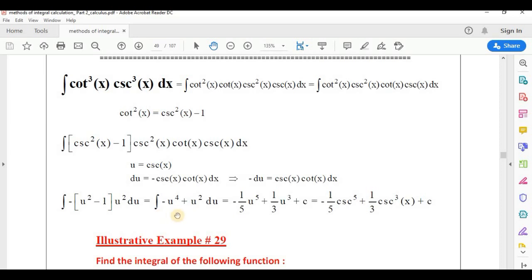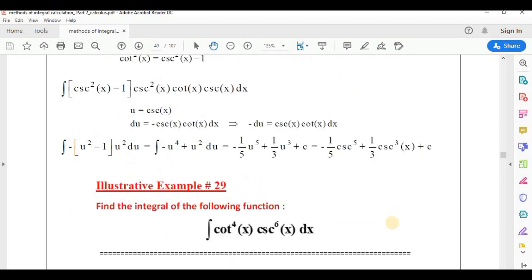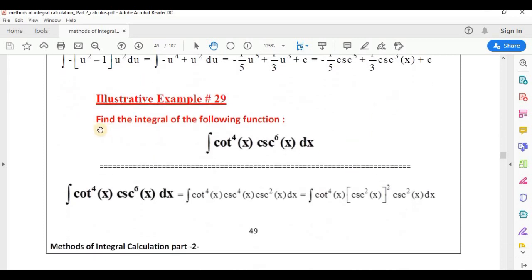Now the integral becomes easy to solve. We just increase 1 in the exponent and divide by the new exponent. And this is the result of this integral in terms of u. The last step, we will put the result in terms of x. Simple and easy. Let's see another example. Find the integral of the following function.